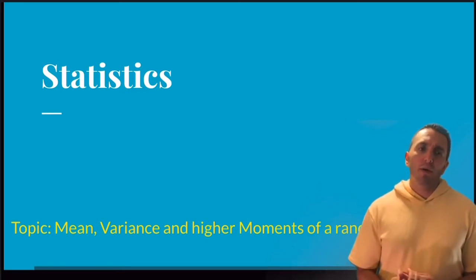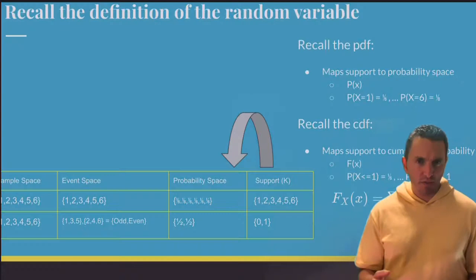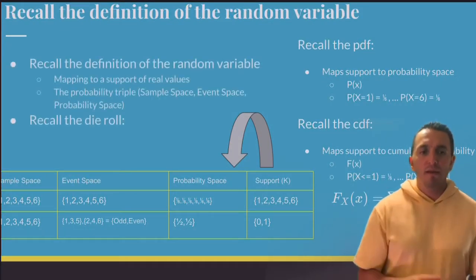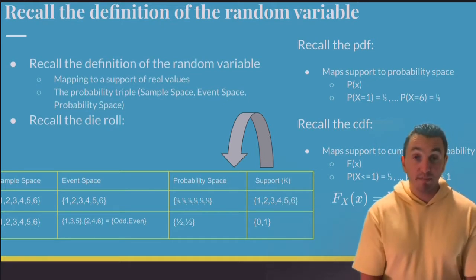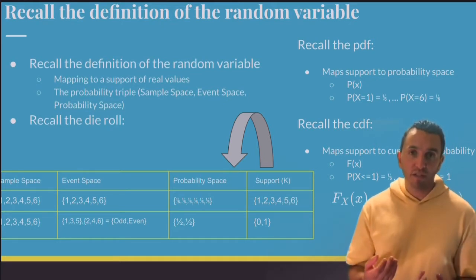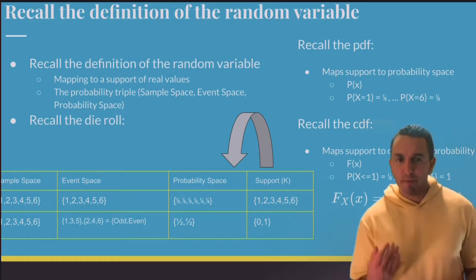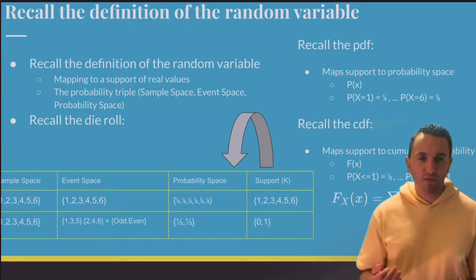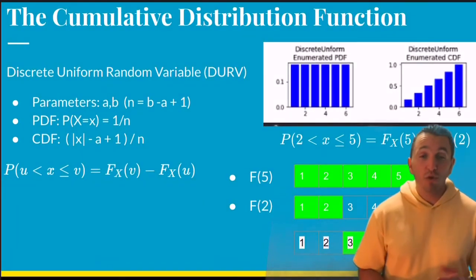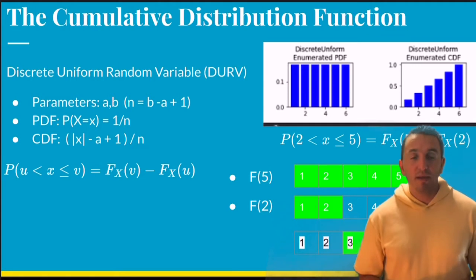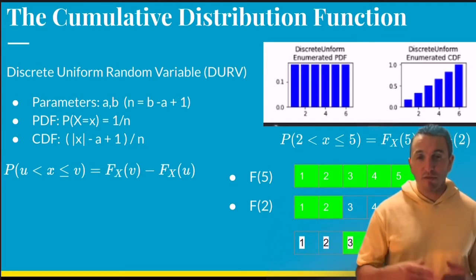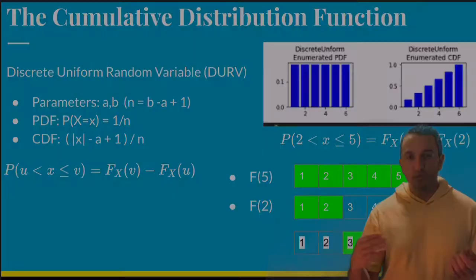We've learned what the probability triple is. Recall, it's your sample space, your event space, your probability space, and your support. And the relationship between the support and the probability space, we call that your probability distribution function, or PDF, or P of X, right? And we contrast that from your CDF, or your cumulative distribution function. Your cumulative distribution function tells you the probability that your random variable is equal to or less than that value, right? So the cumulative distribution tells you what you've accumulated so far.